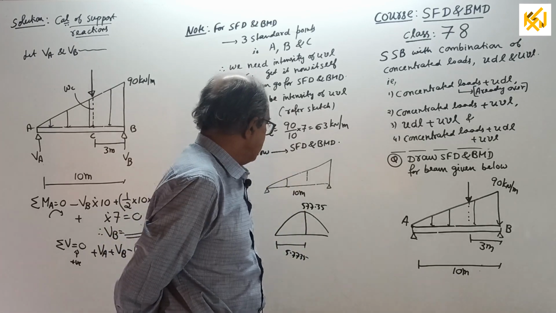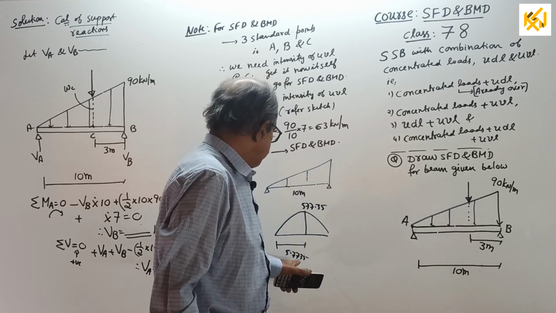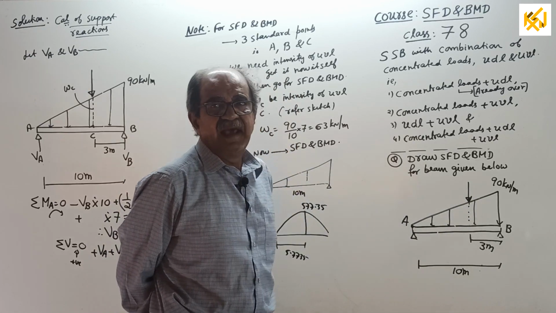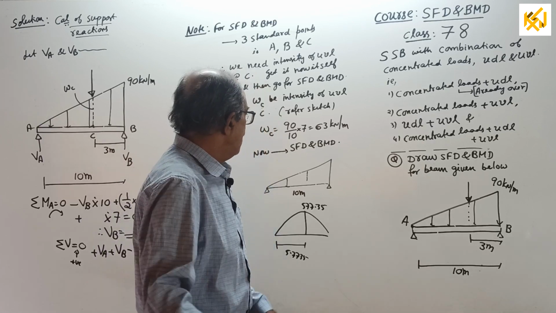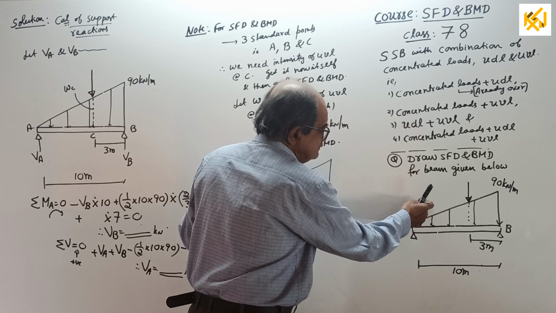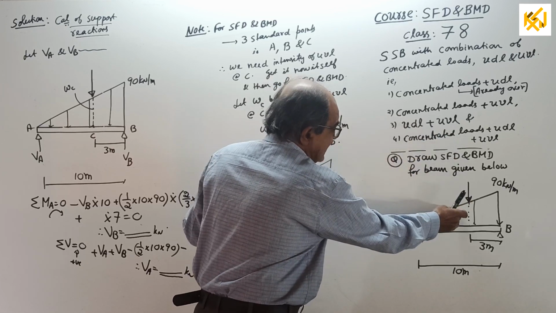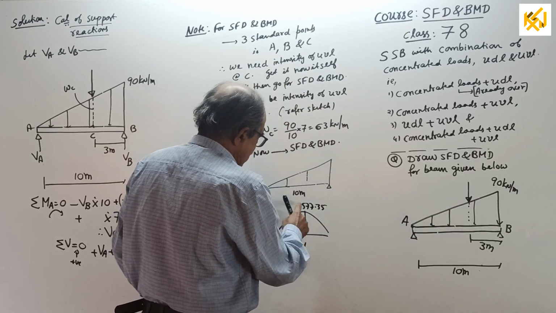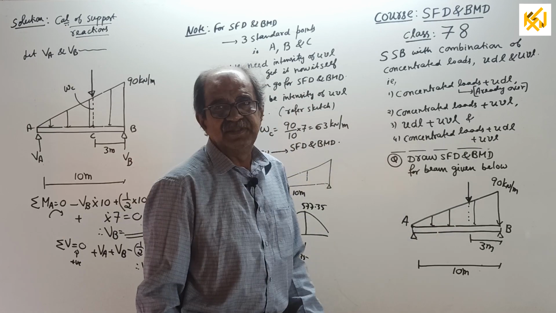Say 5.7735. If I put a light load, 5.8. If I increase that load, 5.9, 6 meter, etc. Or if I apply the load somewhere here, then the maximum BM point will shift to the left side. Means it will come to less than 5.7735.